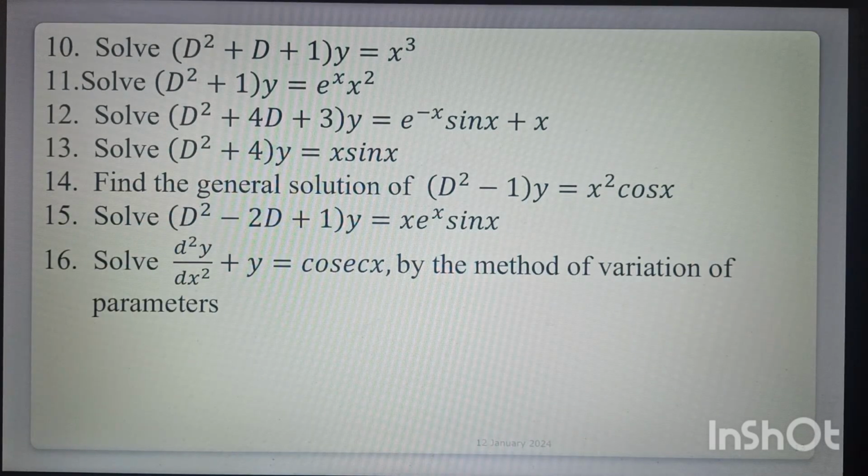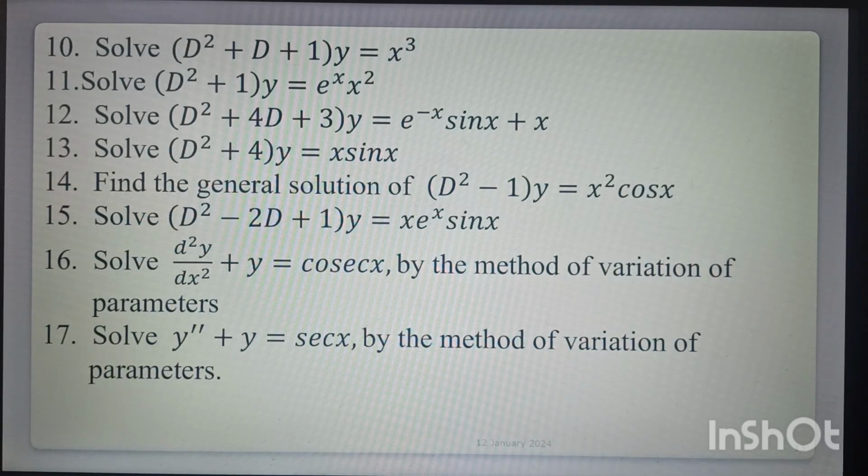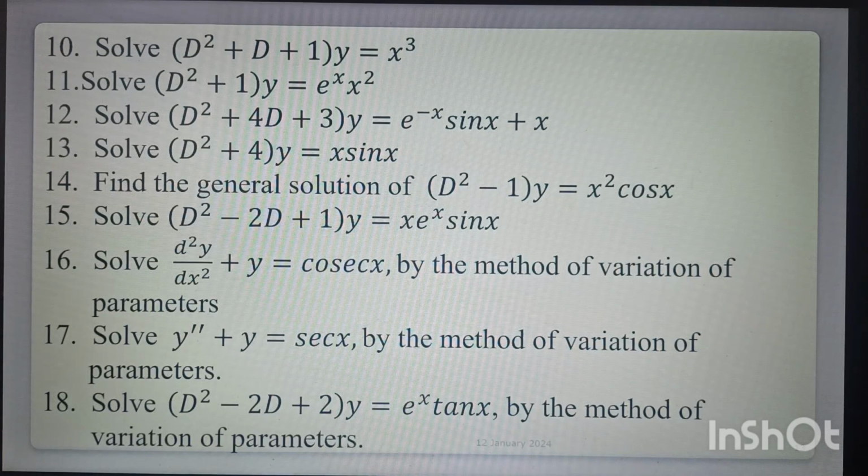Next one, solve d square y by dx square plus y is equal to cosecant x by the method of variation of parameters. Next one, solve y double dash plus y is equal to secant x by the method of variation of parameters. Next, solve (D square minus 2D plus 2) y is equal to e power x tan x by the method of variation of parameters. So these are the questions from unit 6.